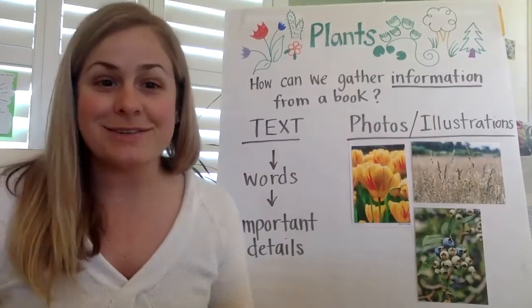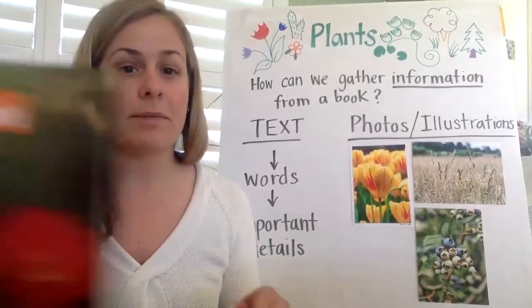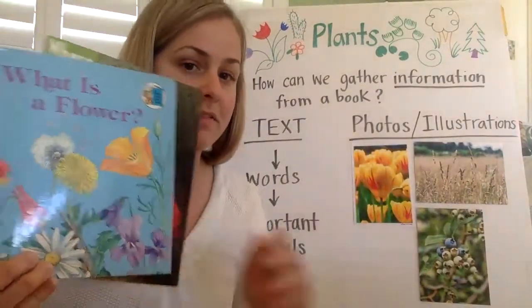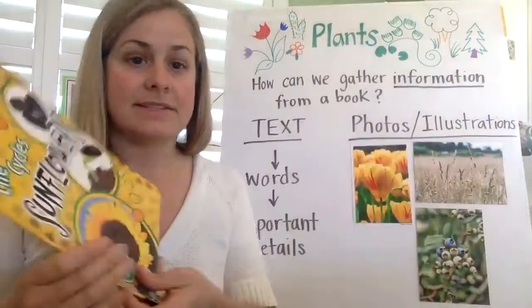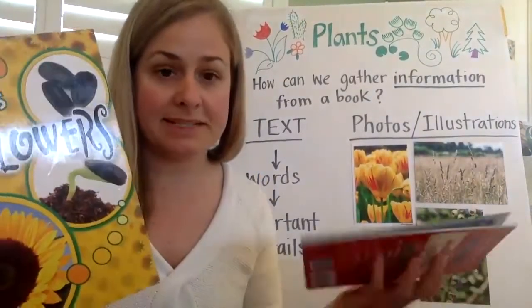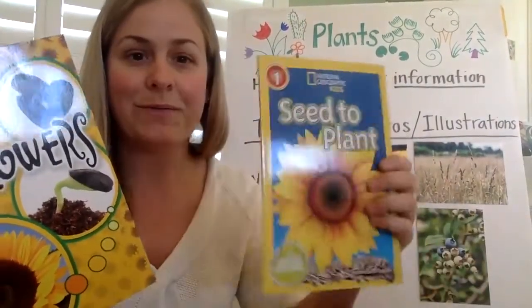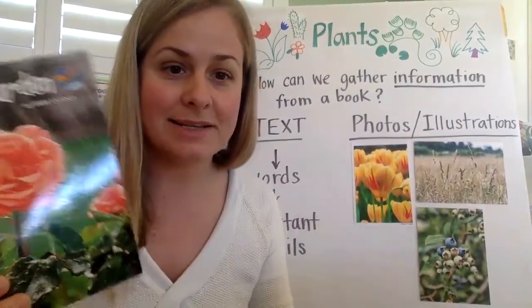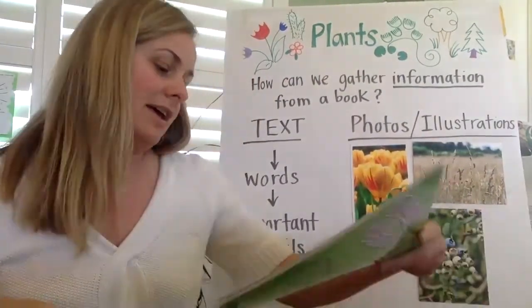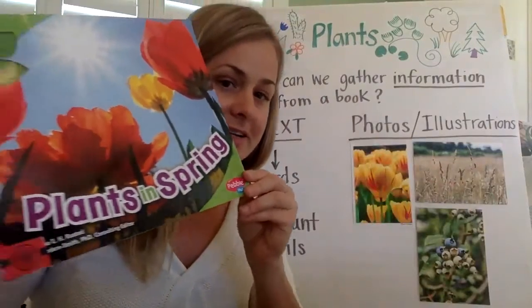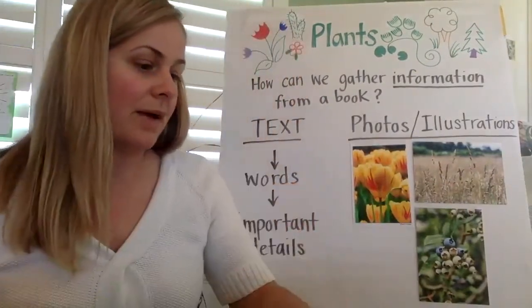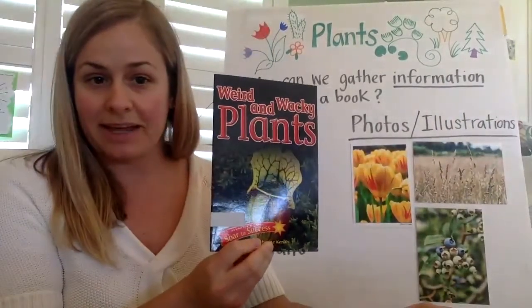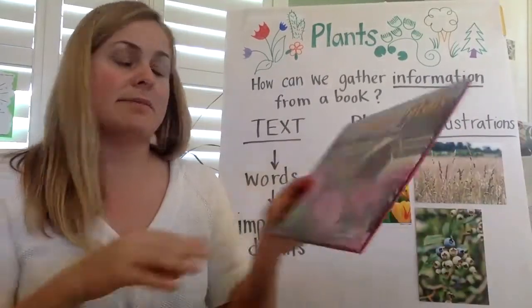I have a lot of resources to show you. Here's a book about where plants live. We're going to learn about where plants live, what plants are. This one is called What is a Flower? The life cycle of a sunflower. We're going to learn about how plants start, how they begin, and how they grow. Here's Seed to Plant. We also have In the Garden. This is a book about gardening and flowers. Plants in the Spring. This is an excellent book to begin with this time of year. Weird and Wacky Plants, we're going to read, which has some very interesting information about plants. And also this book called Poison Petals Don't Eat.